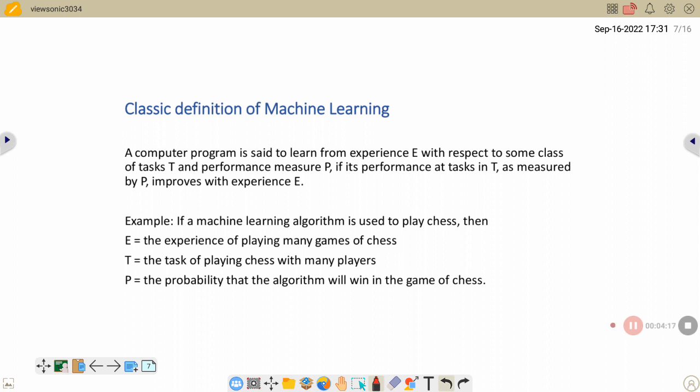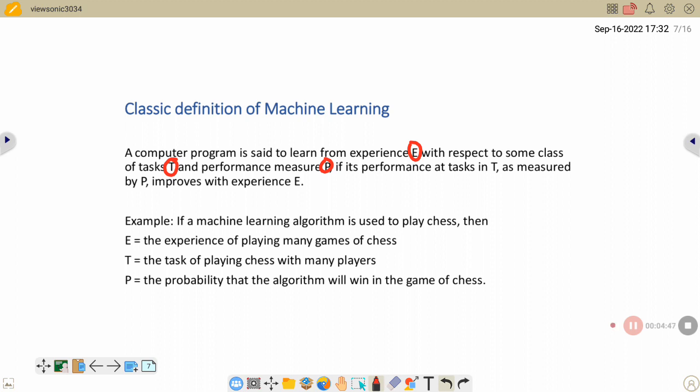Coming to the classic definition of machine learning. So what does the classic definition say? A computer program is said to learn from experience E, with respect to some class of tasks T and performance measure P, if its performance at tasks in T, as measured by P, improves with experience E. These are some notations you will find.